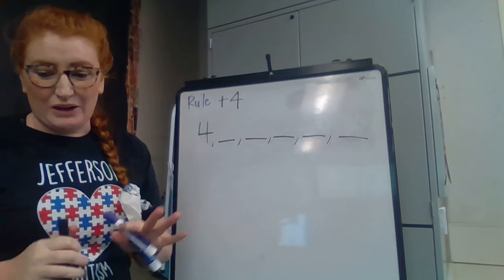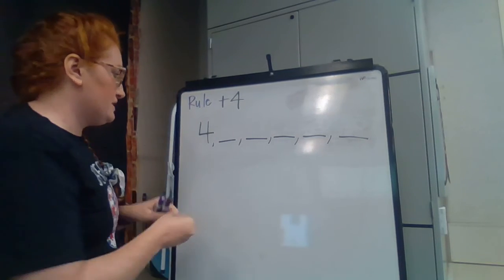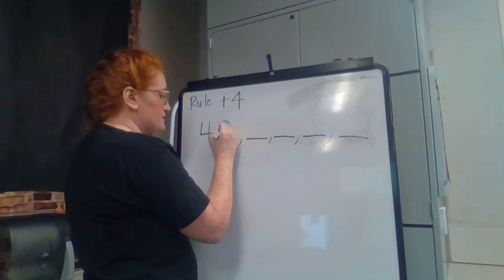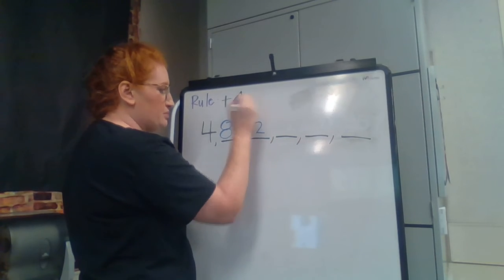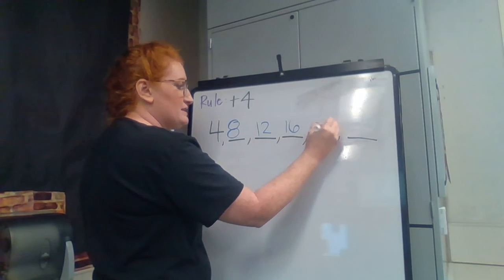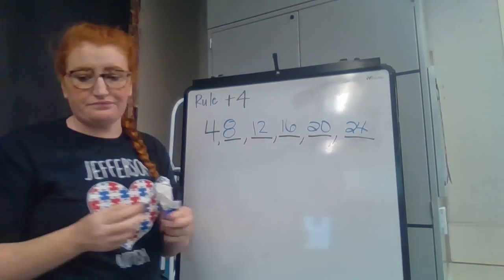All right, so here we go again. So if we're starting with the 4 and our rule is plus 4, we start here. 4 plus 4, we know, is 8. 8 plus 4, 12. 12 plus 4, 16. 16 plus 4, 20. And 20 plus 4, 24.